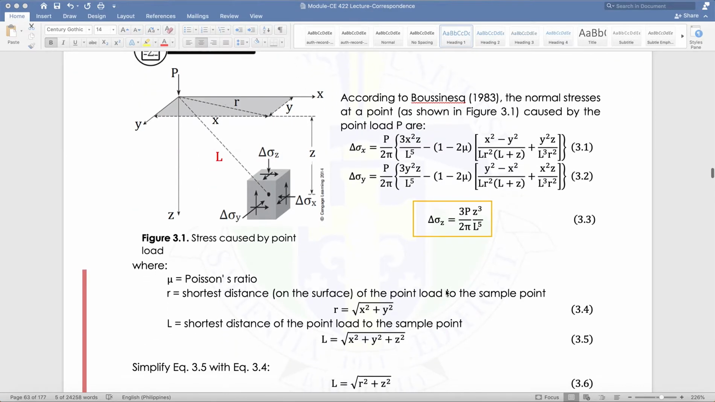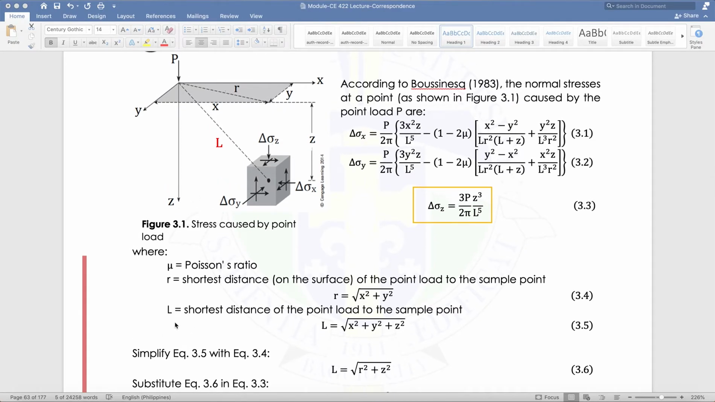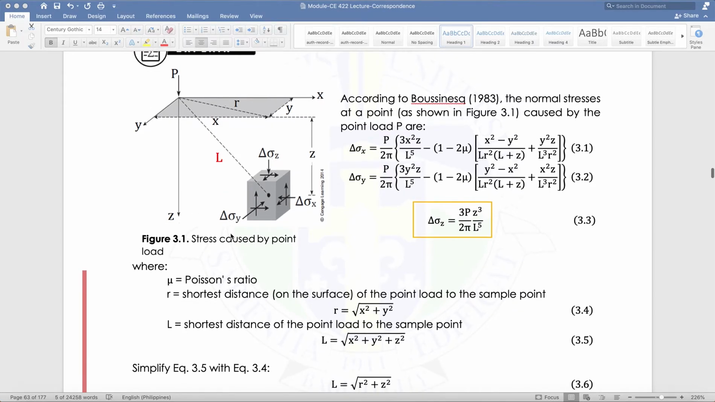Here mu is the Poisson's ratio, while r is the shortest distance on the surface from the point load to the sample point, and L is the shortest distance from the point load to the sample point. So that you won't be confused, our r is just on the surface, so it would only involve the x and y coordinates. But for L, it is the shortest distance from the point of the load to the sample point. So from that point to this point, that would be the L. Okay? So that is their difference.